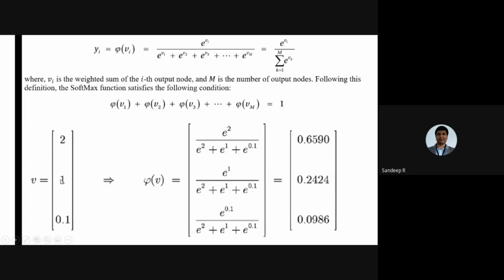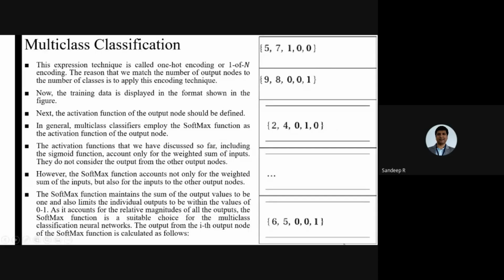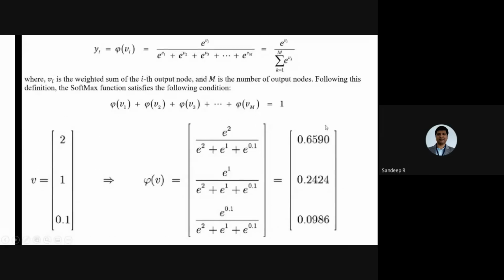Now, again, you have to do e to the power 1 divided by e to the power 2 plus e to the power 1 plus e to the power 0.1. So it does these calculations. Now you can see that it is considering the weighted sum of the inputs of all the nodes. Here there are 3 classes, so it is doing it for all. And when you sum all these things, it will be close to 1. So the probability is always equal to 1 when I sum these things. So that's the advantage that I get.